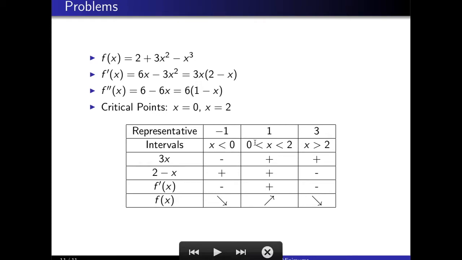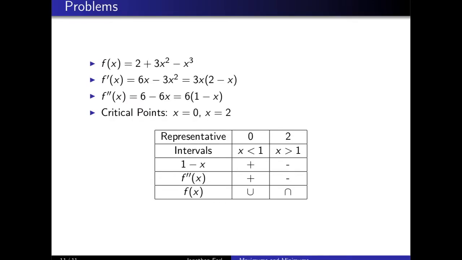In between 0 and 2, so something like 1, 3x will be positive, 2 minus x will be positive, so our function will be increasing there, and then lastly we'd get that the function will be decreasing to the right of 2.